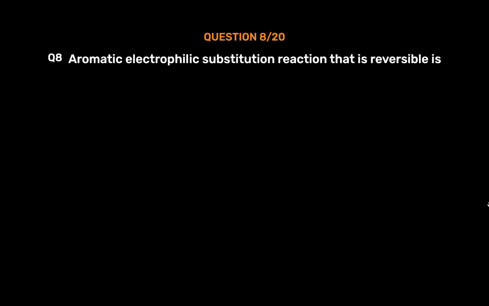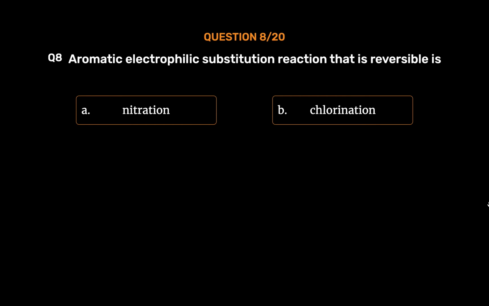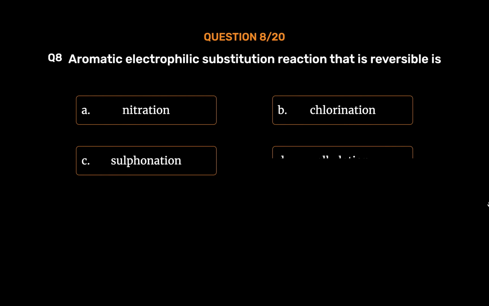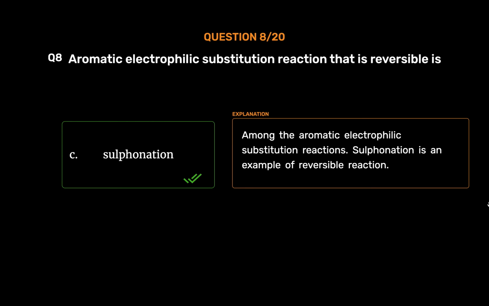Question number 8. Aromatic electrophilic substitution reaction that is reversible is Option A. Nitration. Option B. Chlorination. Option C. Sulfonation. Option D. Alkylation. The correct answer is Option C. Sulfonation. Among the aromatic electrophilic substitution reactions, sulfonation is an example of a reversible reaction.